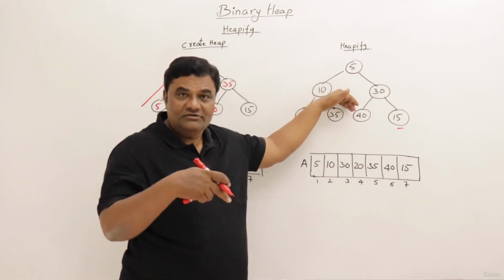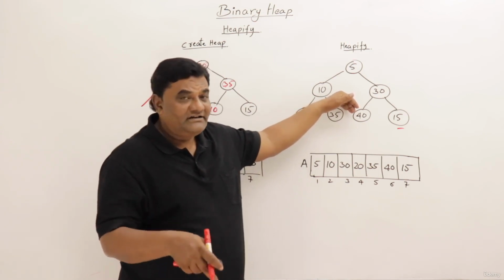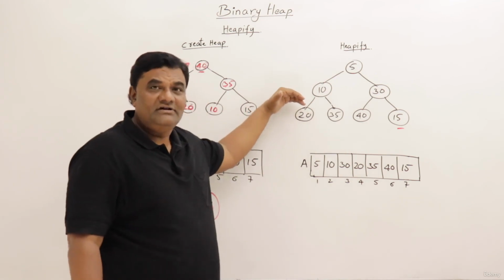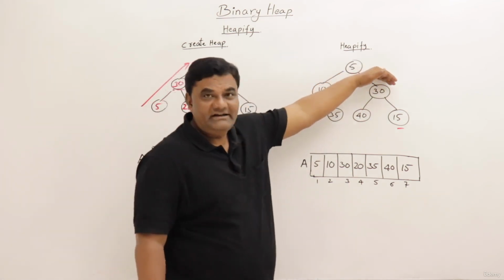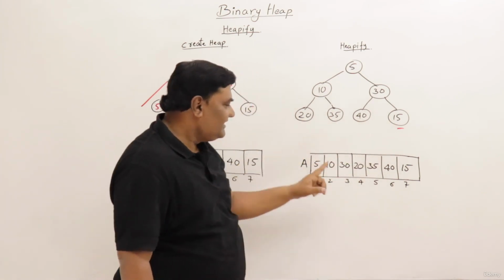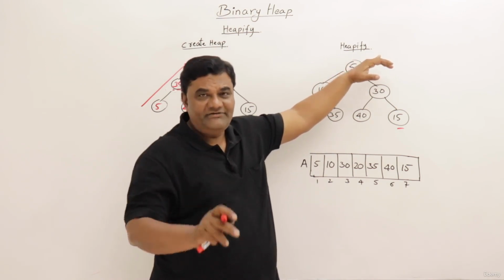Then from 35, look downwards. Assume that 35 is the root of a tree. There is nothing down in its children. So it is a heap. Then 20 is also a heap. Then come to 30. See, 15, 40, 35, 20. Then we are on 30. Till now I have not done any modification.